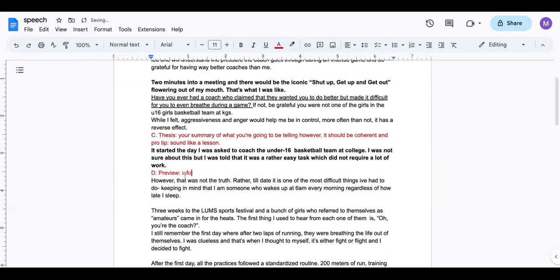So, information that the audience needs to know. The preview that I've given says that, however, that was not true. Rather, till date, it is one of the most difficult things I've had to do, keeping in mind I am someone who wakes up at 6 a.m. every morning, regardless of how late I sleep. They told me that it was an easy task, but it was not true. They lied to me, because it's still one of the most difficult things I've ever had to do.